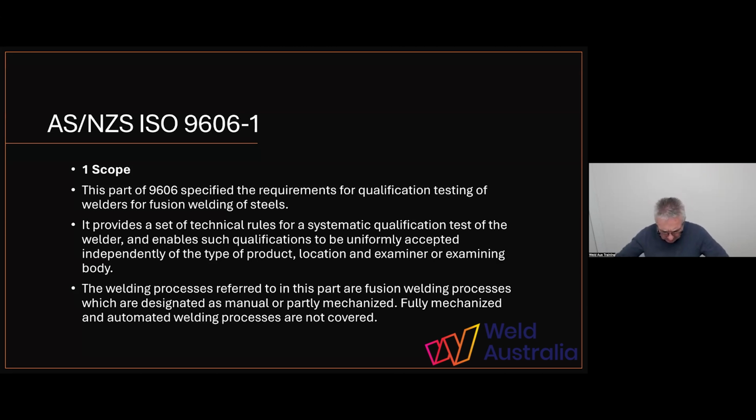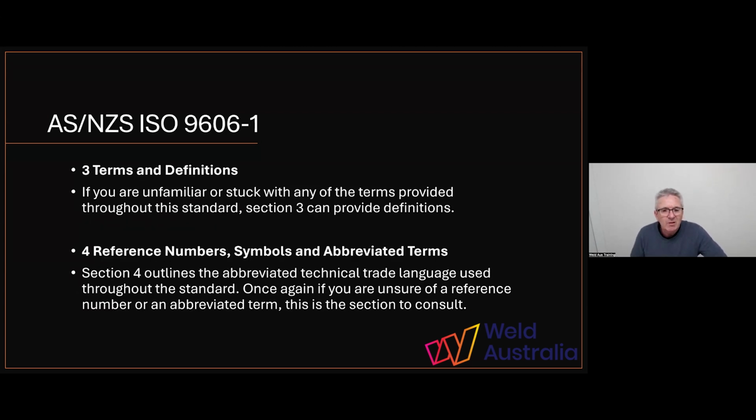So if you look at section 2, it's just normative references. All they're doing in section 2 is referencing the various ISO standards, so you'll see different little ISO standards referenced in there. But then when we go into section 3, and like I said, they're only small sections, it's not a very big standard, it talks about terms and definitions. You might be unfamiliar and get stuck with some of the terms, but section 3 contains it all.